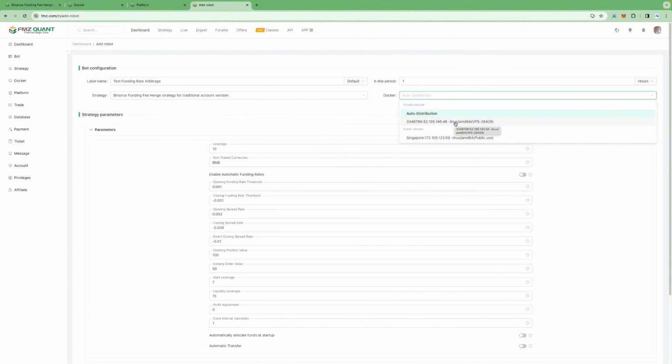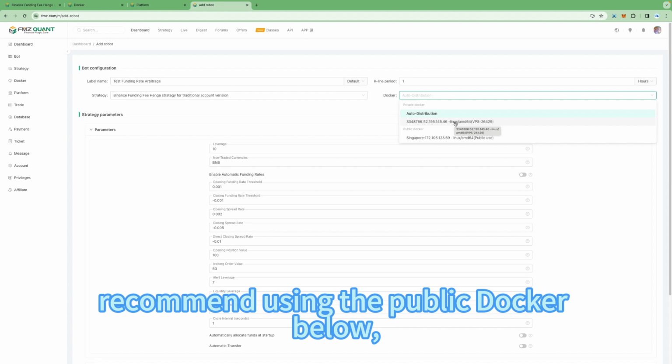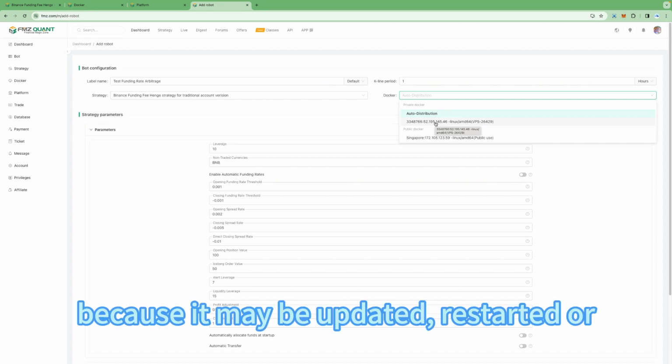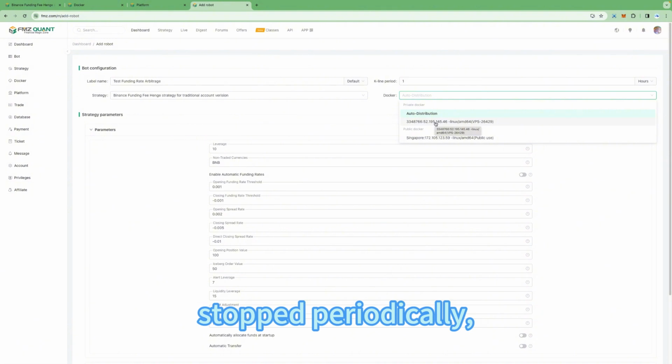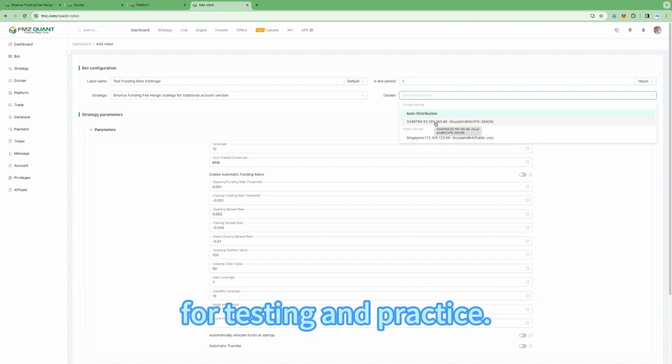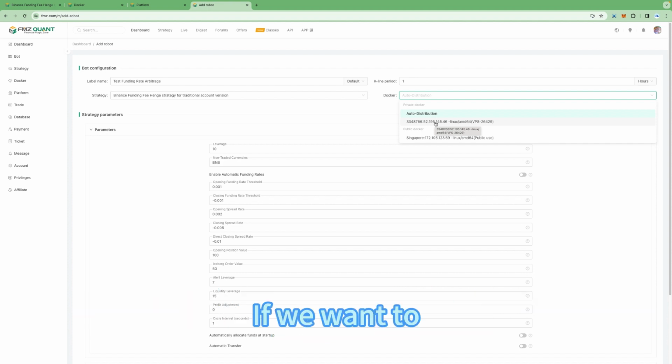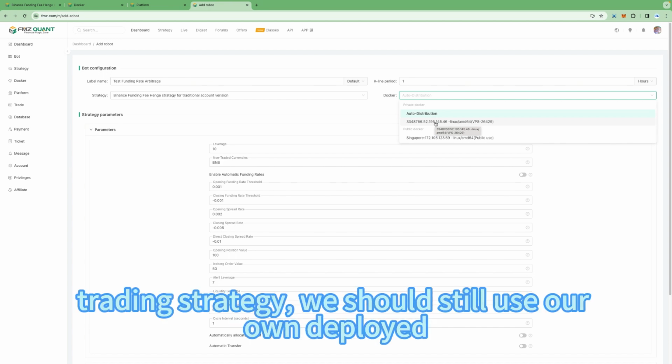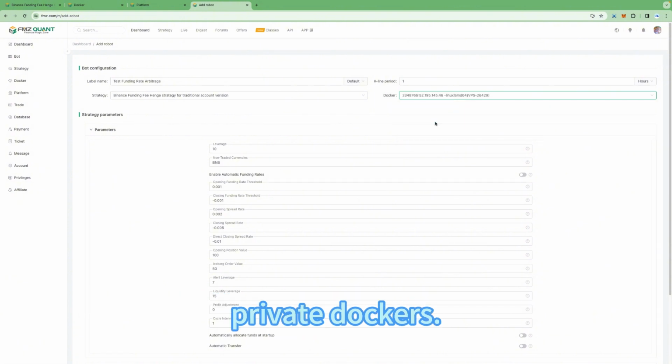Note that we do not recommend using the public Docker below because it may be updated, restarted, or stopped periodically. Public Dockers are only for beginners to the platform for testing and practice. If we want to run our own live trading strategy, we should still use our own deployed private Dockers.